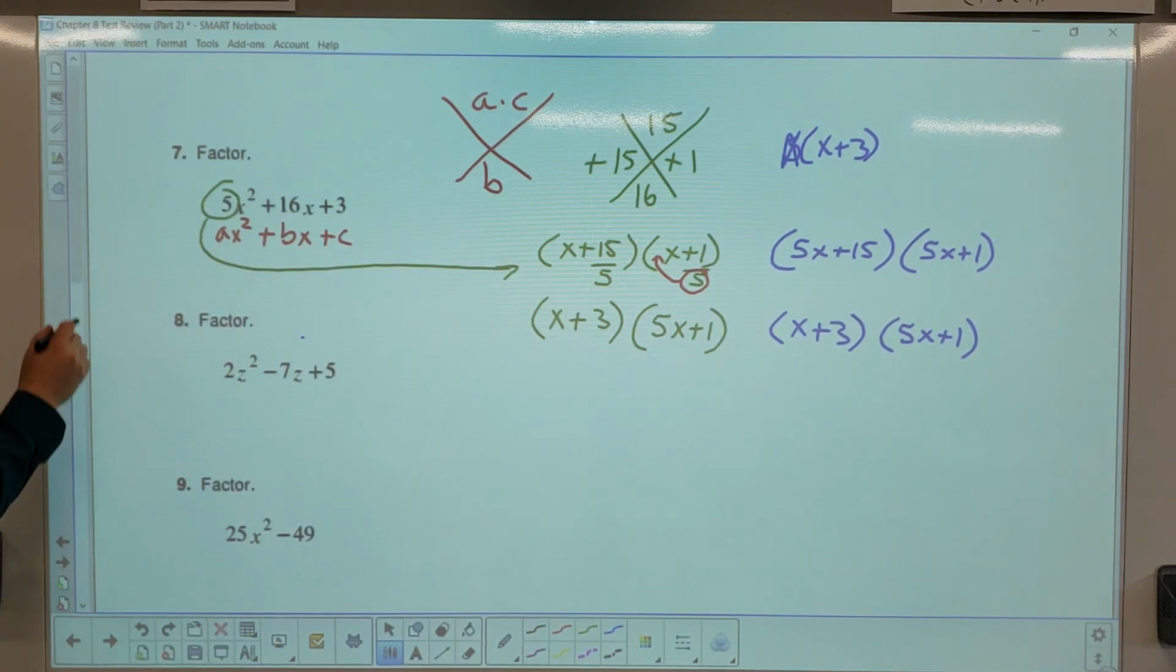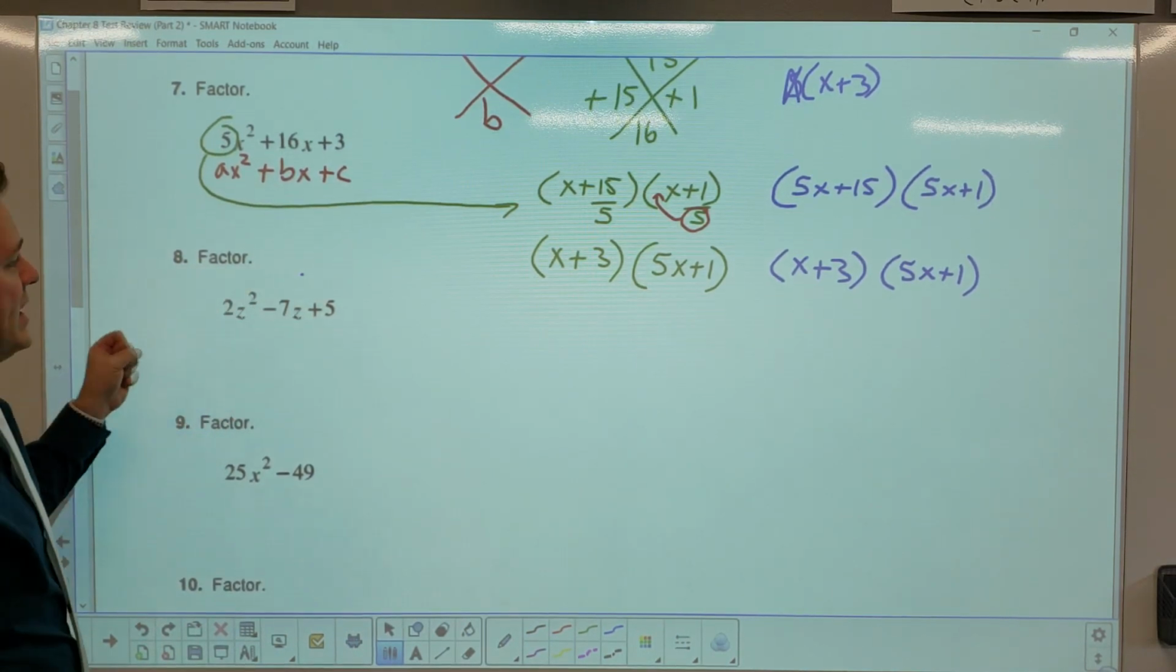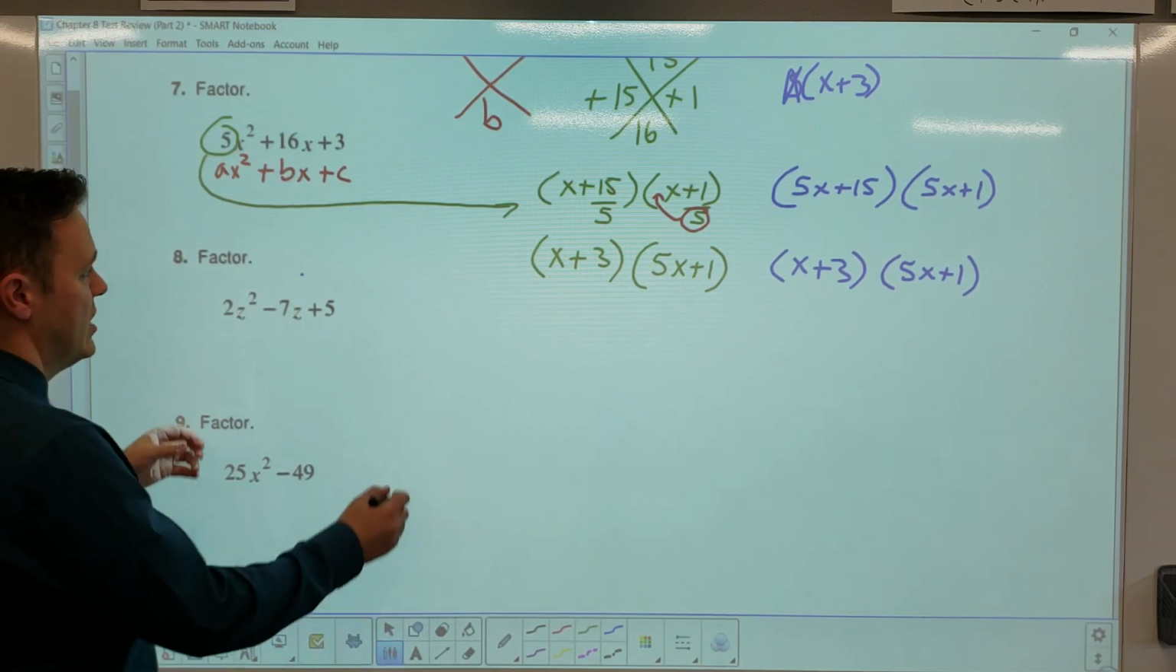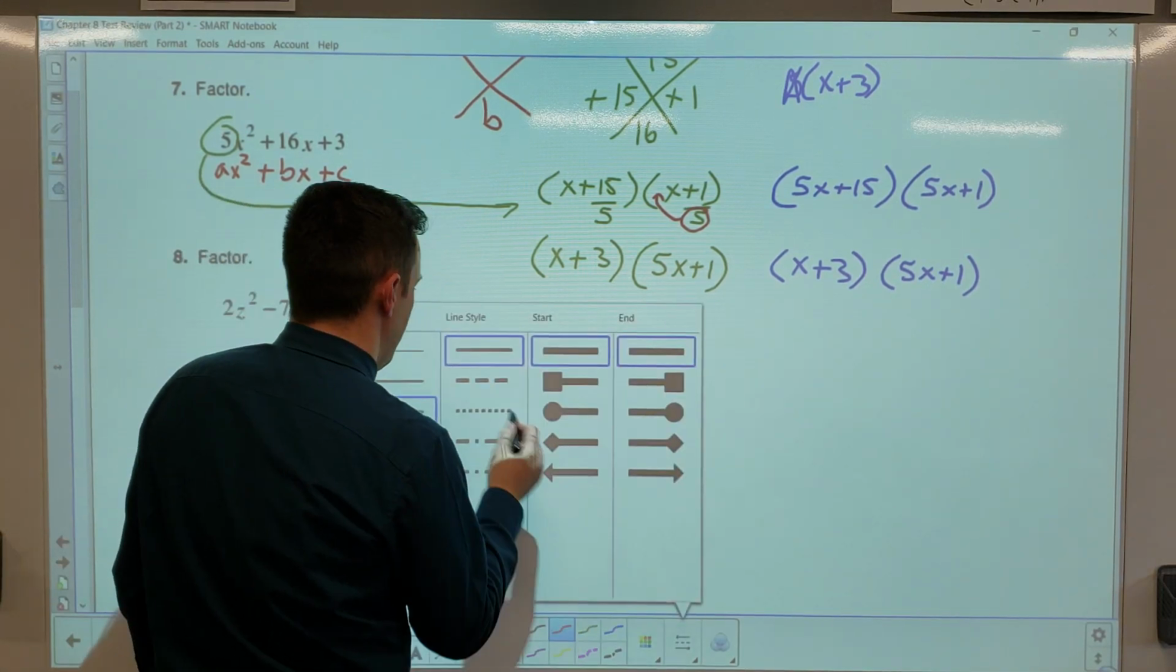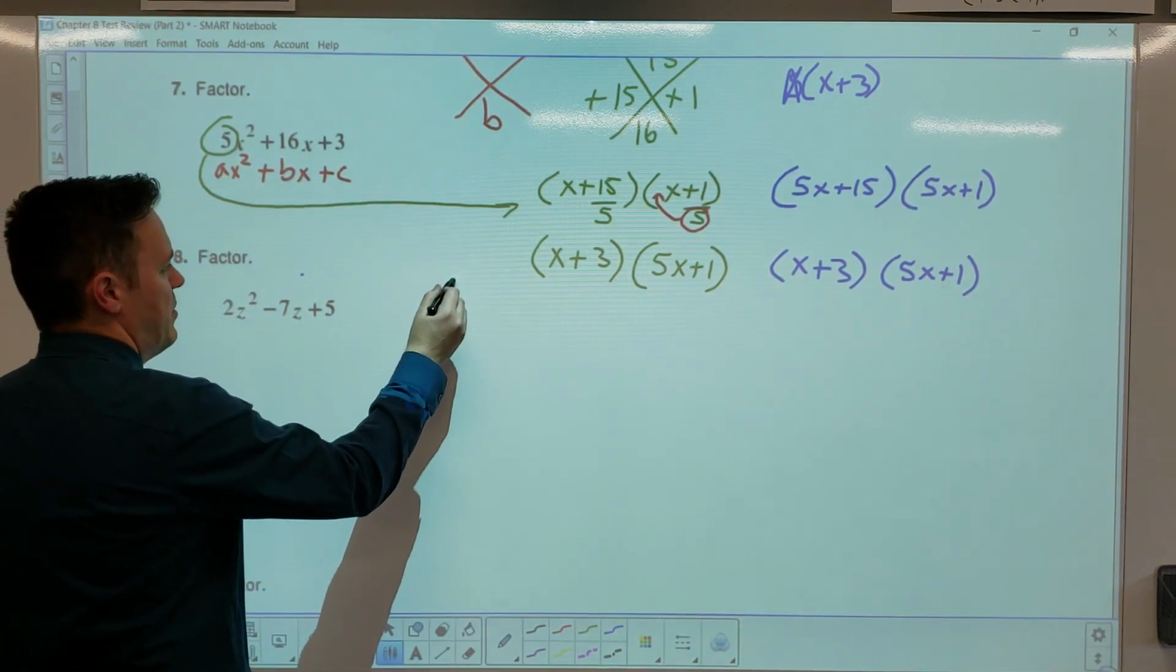All right, next, number 8. Can you factor anything out? The answer, of course, would be no, you cannot. So let's go and do our methods here. So I'll do the bottoms up on this one.